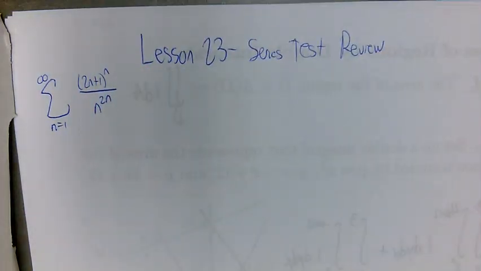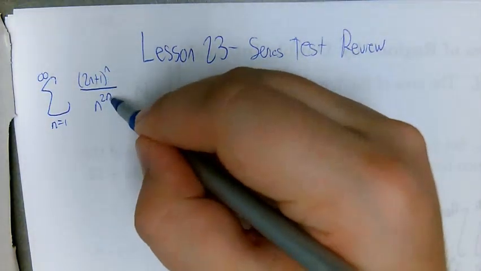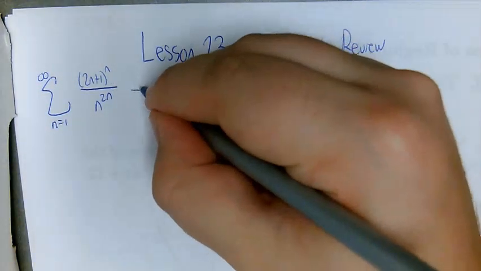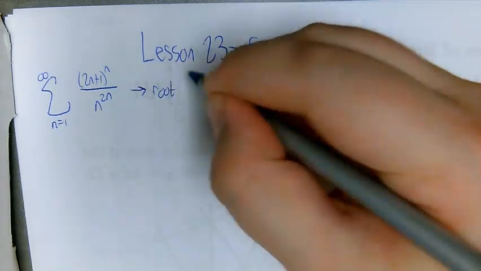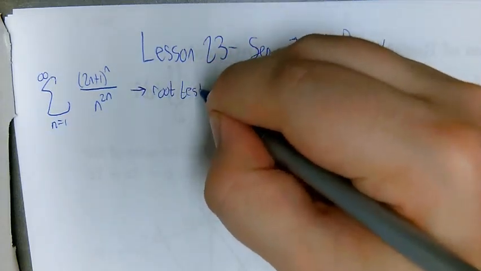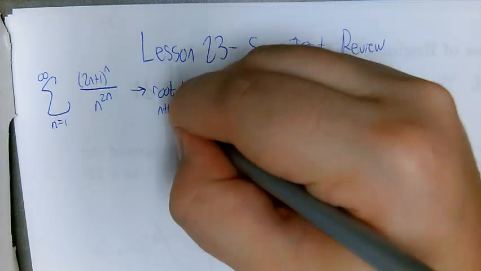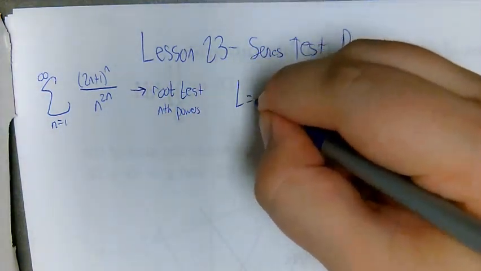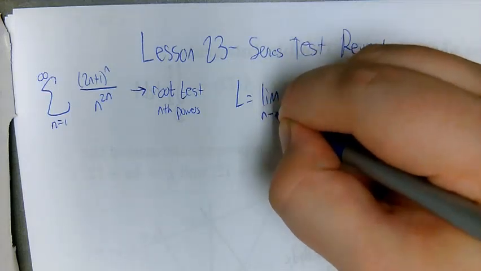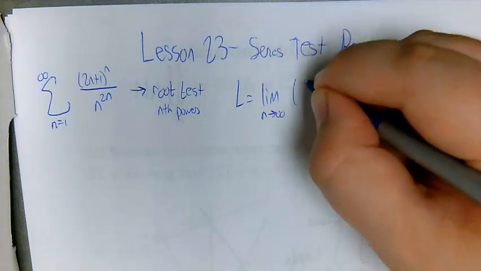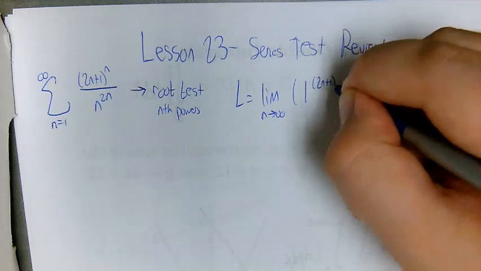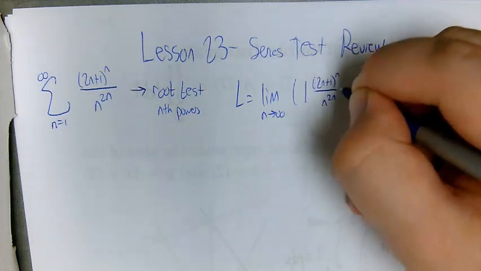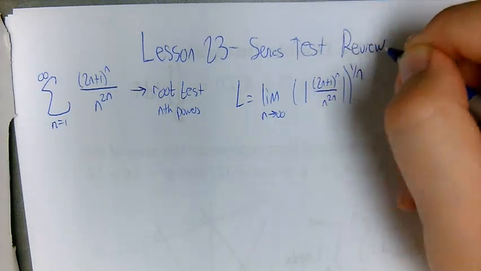All right, now for this one it's pretty easy to select what to do here because we see we have nth powers everywhere. And whenever we have nth powers everywhere, that says to me root test. All right, so let's go ahead and use the root test here. So that's the limit as n goes to infinity of the absolute value of our sequence that we're adding up raised to the 1 over n power.